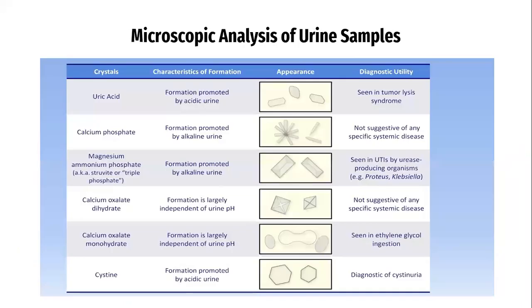Right. So when you look at a urine sample under the microscope, there are different things that you can see. And these are just some examples. You can see uric acid. And based on what you see, you can make different diagnostic conclusions. Sometimes you have to reinforce that with other tests. But in the case you see something like uric acid, you could think that this is tumor lysis syndrome, calcium phosphates, magnesium, ammonium phosphates, calcium oxalates, cysteine. There are different casts that you could see under the microscope.